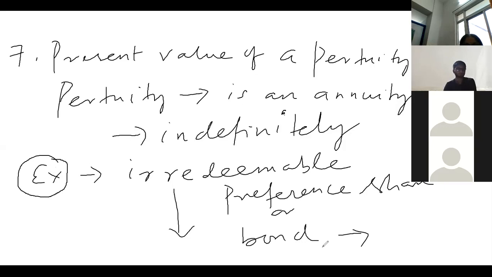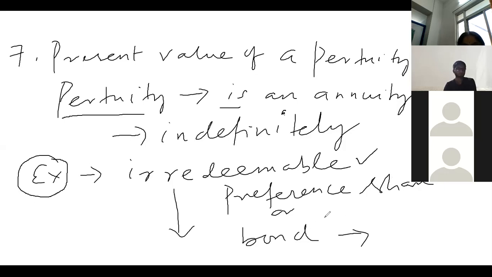If you have written, you let me know. Ma'am, again repeat, ma'am. Which one? Tell me. It's written here. See, perpetuity is an annuity. No, ma'am, the example, ma'am. What did you say, ma'am? Irredeemable preference share or... You define, ma'am. About government, ma'am, I don't know what you say.